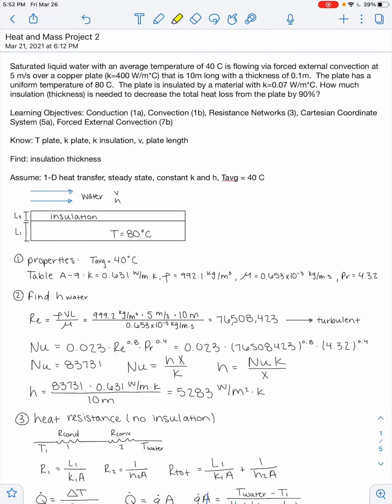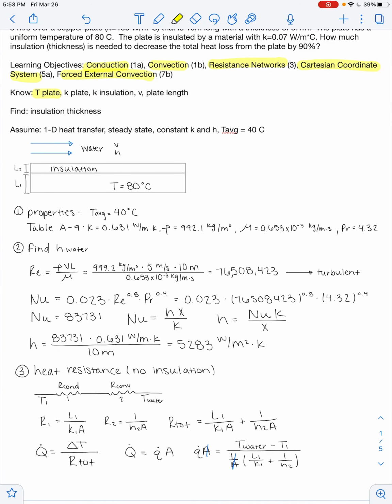Water is flowing over a copper plate via forced external convection, and we are to determine how much insulation needs to be added to the plate to decrease the total heat loss from the plate by 90%. The learning objectives are conduction, convection, resistance networks, Cartesian coordinate systems, and forced external convection.